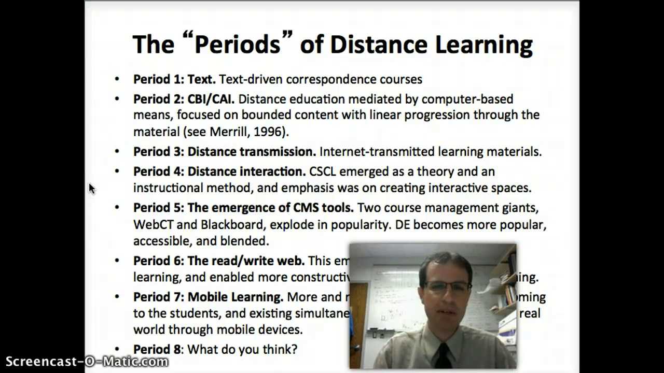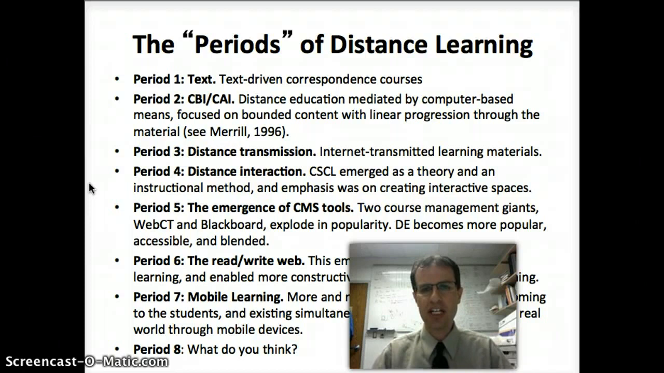In period 5, we saw a big emergence of CMS tools, and that happened when I was in graduate school, where WebCT and Blackboard became extremely popular. What this enabled was it lowered the bar for people to get involved in online learning. A greater proportion of professors could get involved in online learning without having to be as tech savvy and so forth.